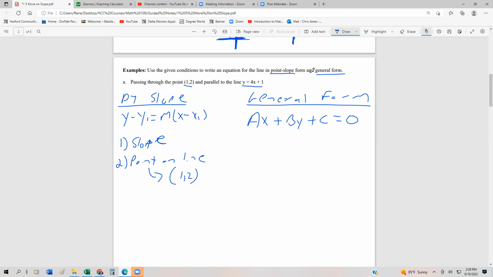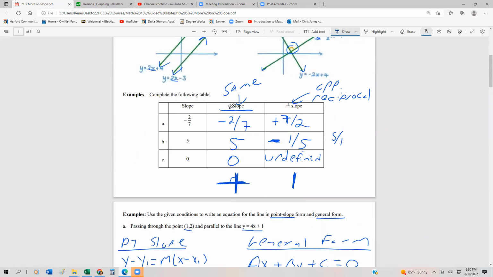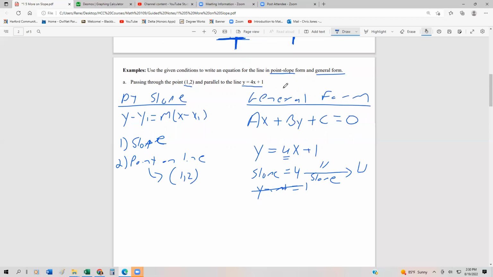The bad news is we don't have a slope immediately. But let's take a look at the equation y equals 4x plus 1. Remember in the previous videos that this is in slope-intercept form. So the slope of this line is 4, and the y-intercept is 1. We really don't need the y-intercept, we just need the slope. The slope is 4, but we need the parallel slope. Didn't we say that two lines that are parallel have the same slope? So the parallel slope is also going to be 4.